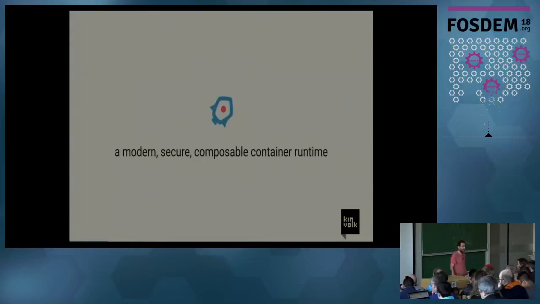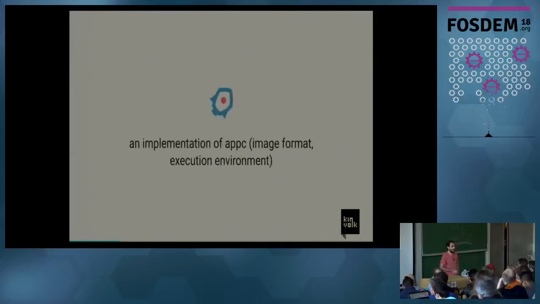So Rocket is basically, that's the tagline, a modern, secure, composable container runtime. We say modern because we try to take advantage of the latest technologies in the Linux kernel. We say secure because we try to make it secure by default. So by default, everything is locked down, and if you want to disable stuff, you have to do it explicitly. And composable because we try to play nice with the rest of the system. We try to reuse components that are already there.